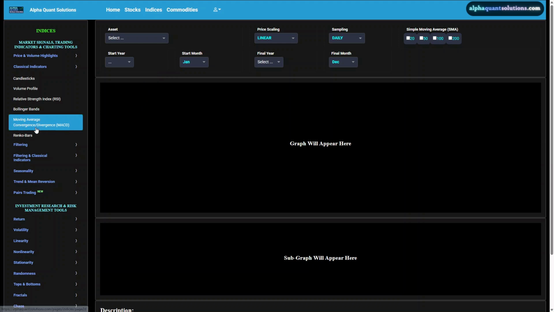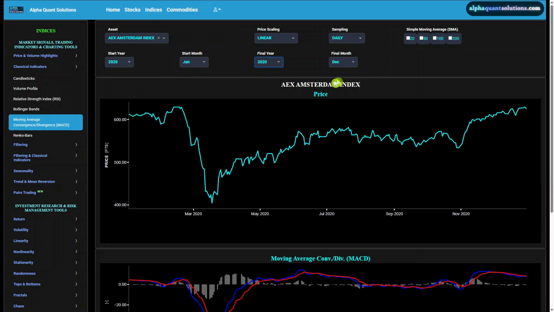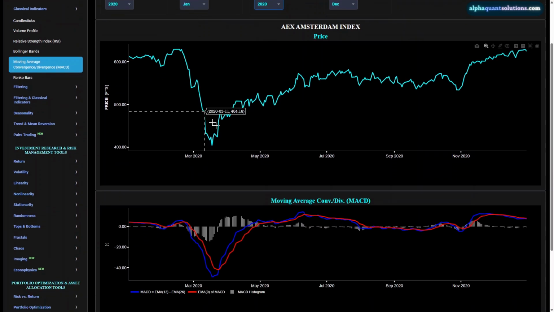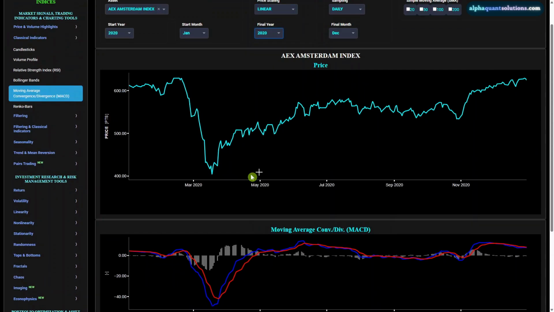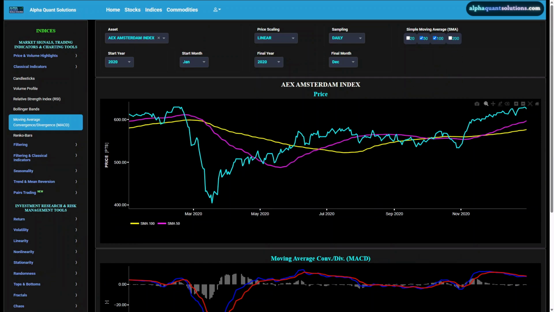Okay, now we have moved to the MACD page. So let's select now the Dutch IX Amsterdam Index, also for the year 2020, between January and December. The top graph is the IX index, and the bottom graph is the MACD. As usual, on the top graph, you can superimpose simple moving averages if you're interested.